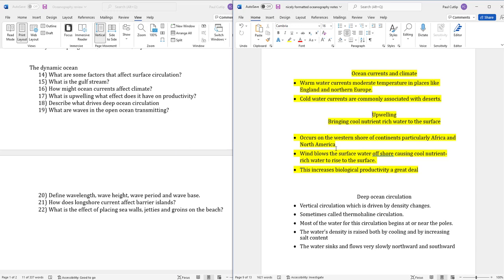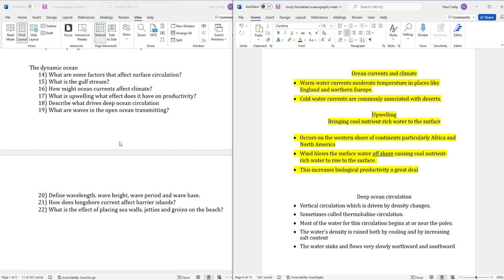One way to do it is off the usually west coast of continents. You blow that surface water offshore, that draws that deeper nutrient-rich water up into the euphotic zone, and it really, really increases biological productivity a lot, an awful lot.